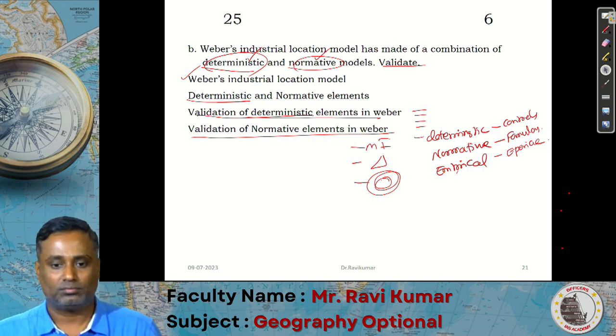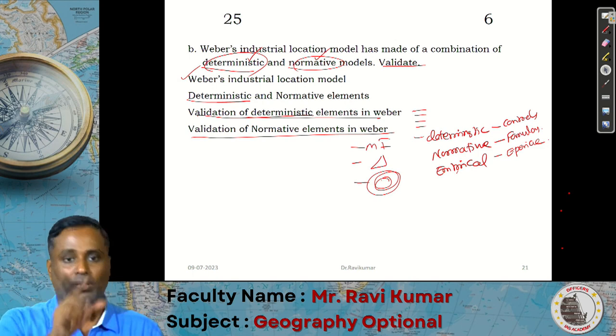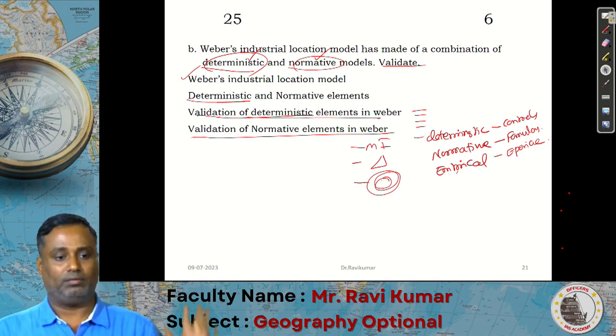Concluded. That's the answer. So you no need to write all the theories. You give a proper subtitle. They are asking the deterministic model. Yes, this is a deterministic model. These are normative. Yes, these are normative content. Over.